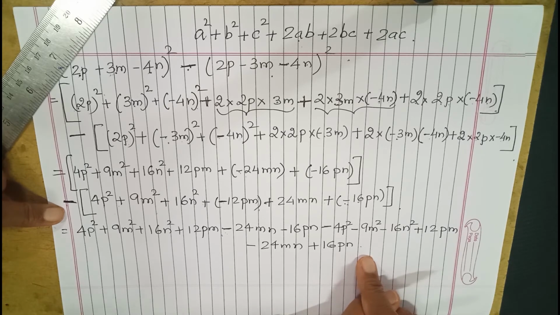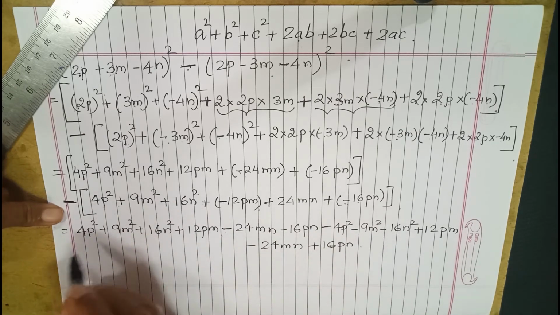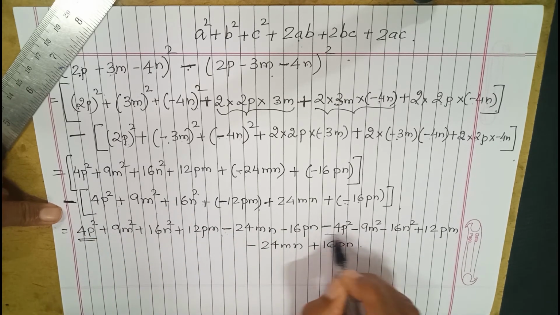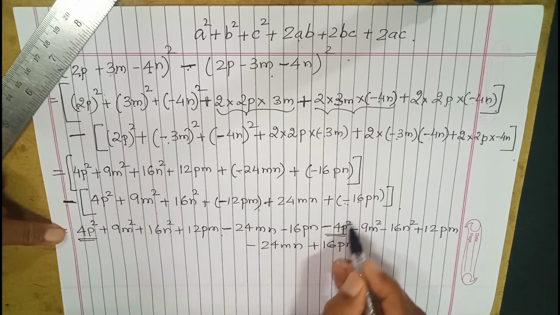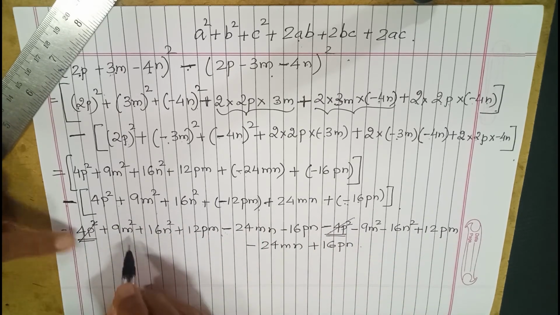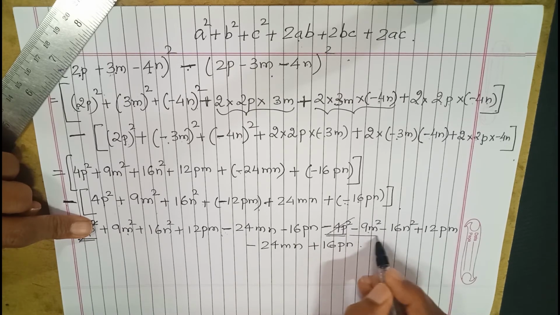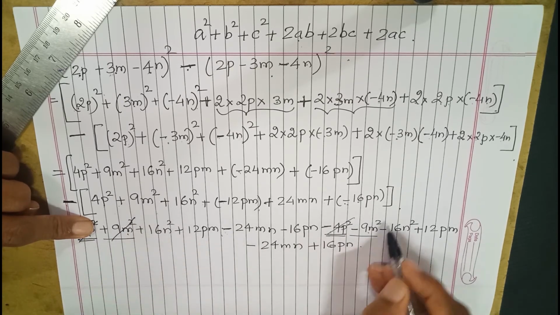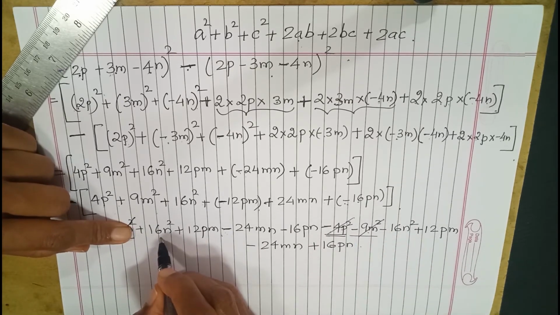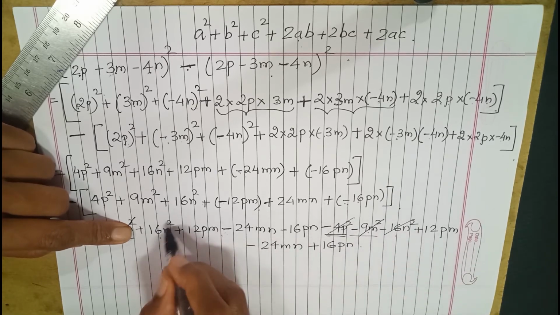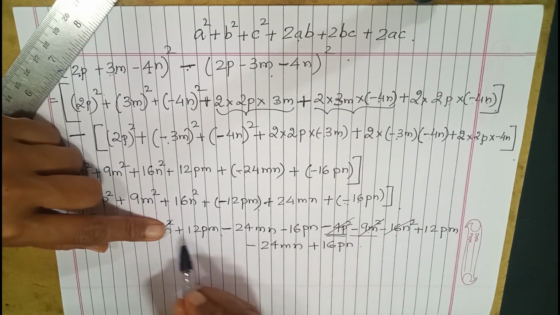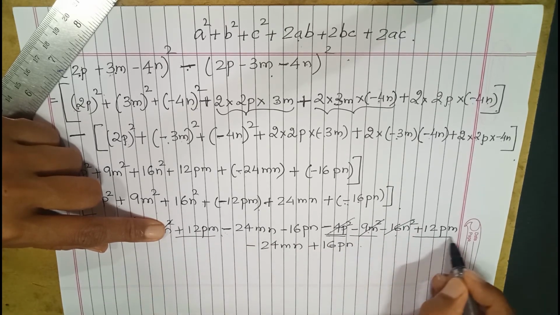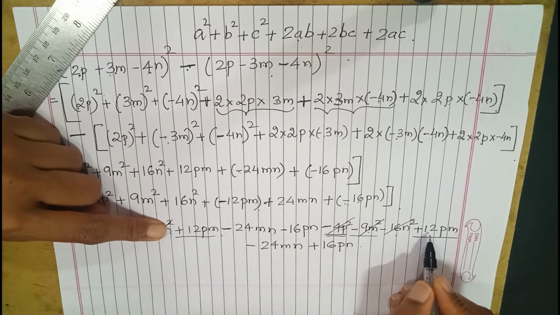Now what we do is, whatever we can cancel, we will first cancel. And how do we cancel it? One number should be positive and the same number should be negative. For example here, 4p square. Here it is plus, here it is minus. So it gets cancelled. Similarly 9m square. Here it is minus, here it is plus. So it gets cancelled. 16n square plus and minus. So that gets cancelled. Now you see 12pm and 12pm. Both are positive. So we cannot cancel.